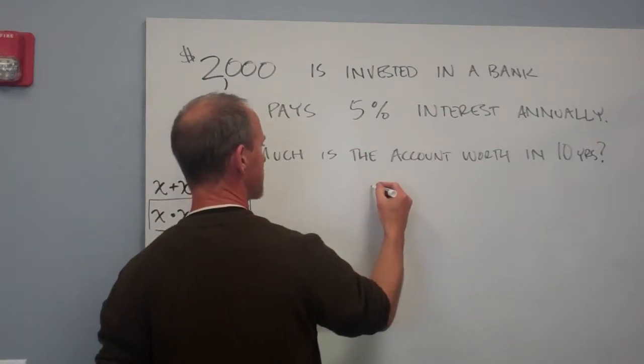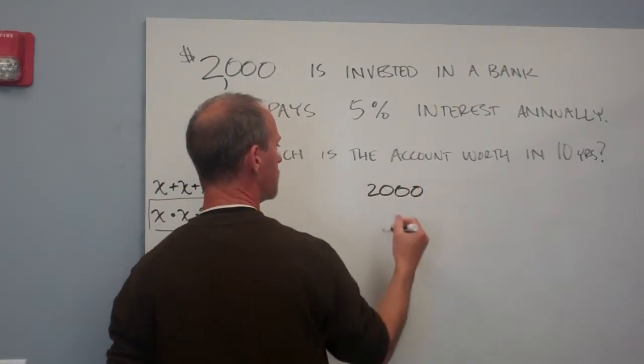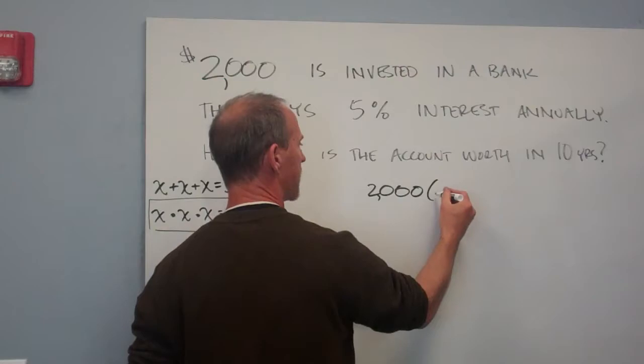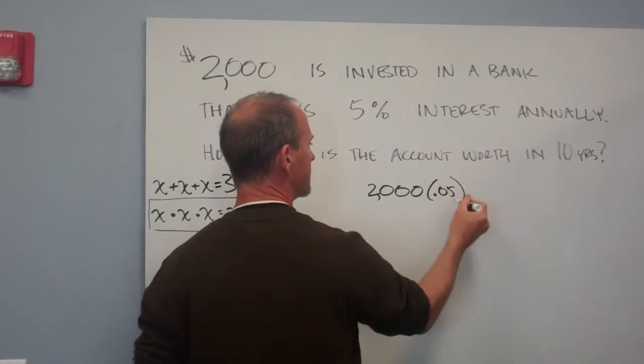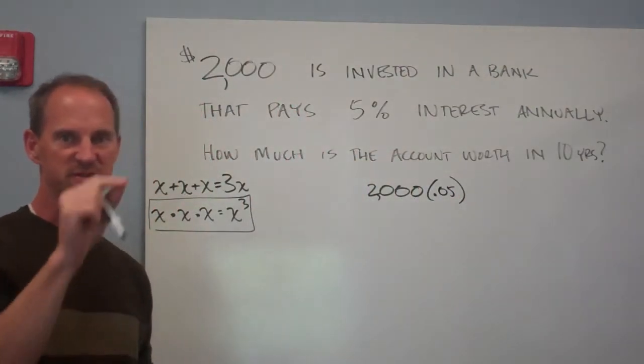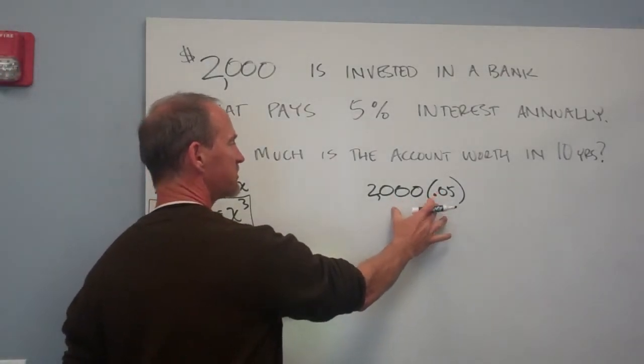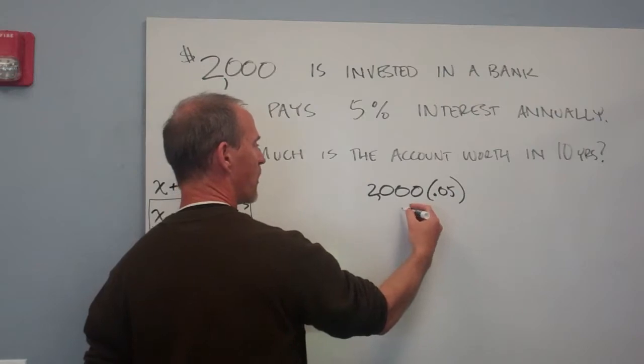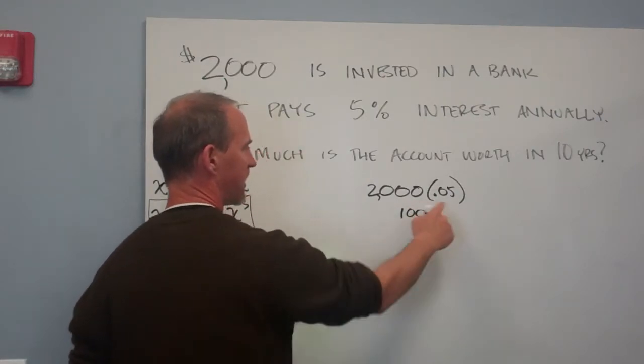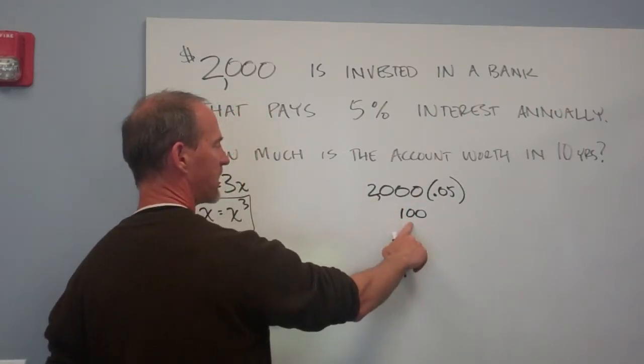So in this case, I think most of you know how to find 5% of 2,000. We take that amount and we simply multiply it by 0.05. That's the decimal equivalent of 5%. We move the decimal place 2 places over. This would tell us the actual interest. In this case, it would be $100. If you take your calculator out or if you multiply it out, you get 100.